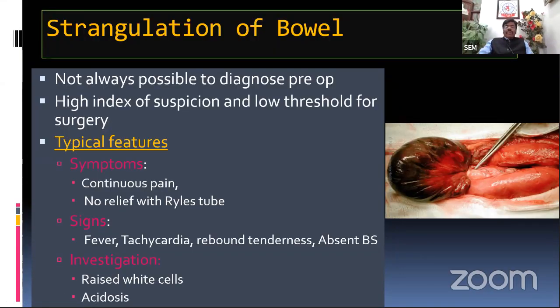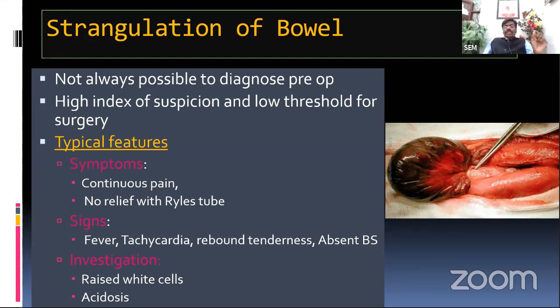And what about the strangulated small bowel? I told you this can be a short note for you. So you have to tell, strangulated small bowel can happen in 5 to 10% of the cases with small bowel obstruction. Next, it is not always possible to diagnose before surgery. Sometimes it will be a surprise finding during surgery. But we need to always have a high index of suspicion. When will I be suspecting a strangulated bowel? If the following symptoms, signs, investigation findings are present, then I will suspect. Let us see.